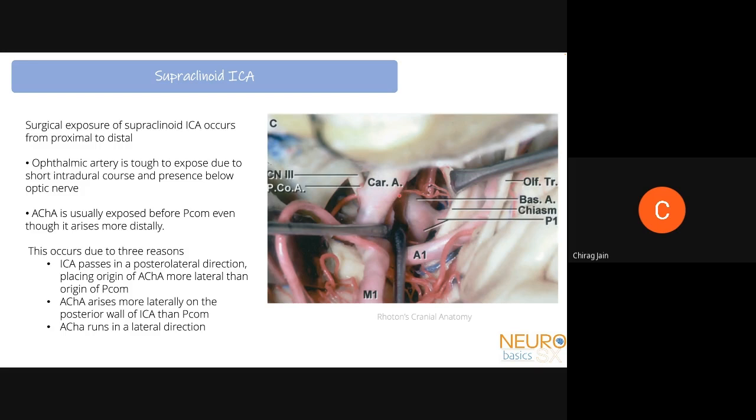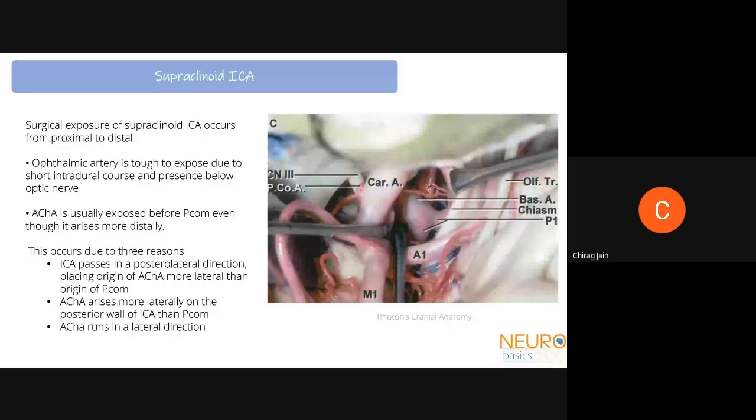One is that when the ICA is running posteriorly, after passing next to the anterior clinoid process, it passes in a slightly posterolateral direction, and that makes the anterior choroidal artery, which is arising more distally than the PCOM, become more lateral than the origin of the PCOM. So since we are approaching from a lateral direction, we're going to be seeing the anterior choroidal before you will see the PCOM.